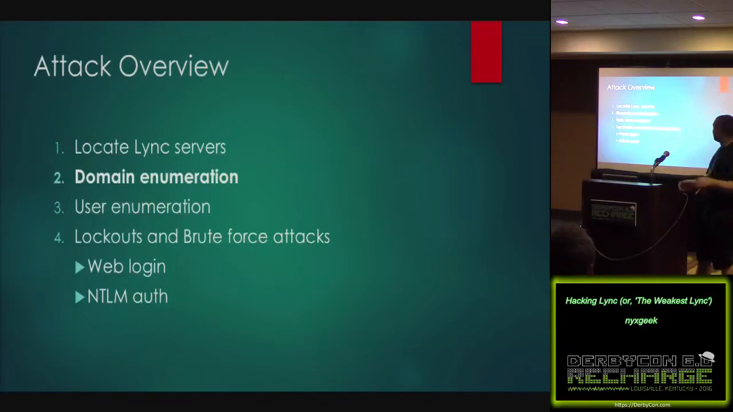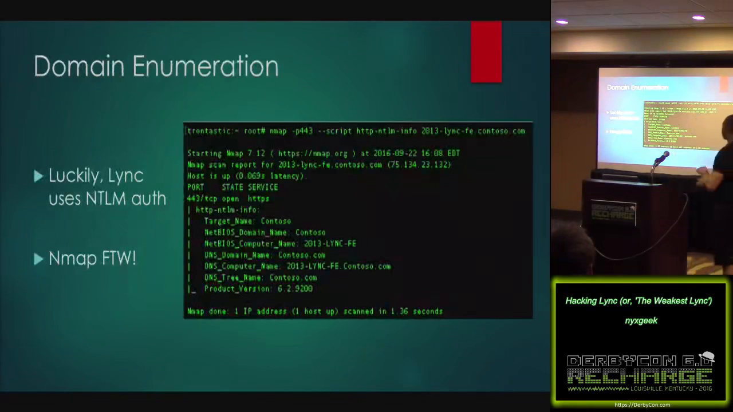So next, we're going to move on to domain enumeration. It's super simple, easy with this. Nmap to the rescue here. You can just run an Nmap script for the HTTP NTLM info, and that'll give you the internal domain name. So even if it's not obvious from the external world, like if it's not contoso.com, if it was contoso internal or something, it wouldn't matter, it would show up there. So you need that for the login.